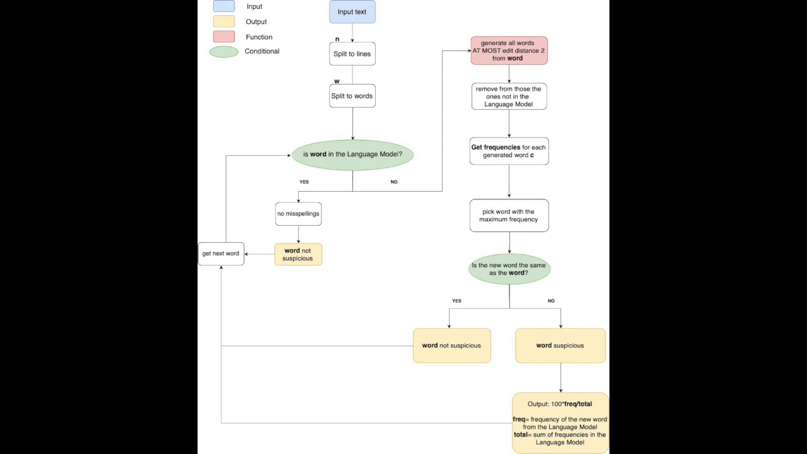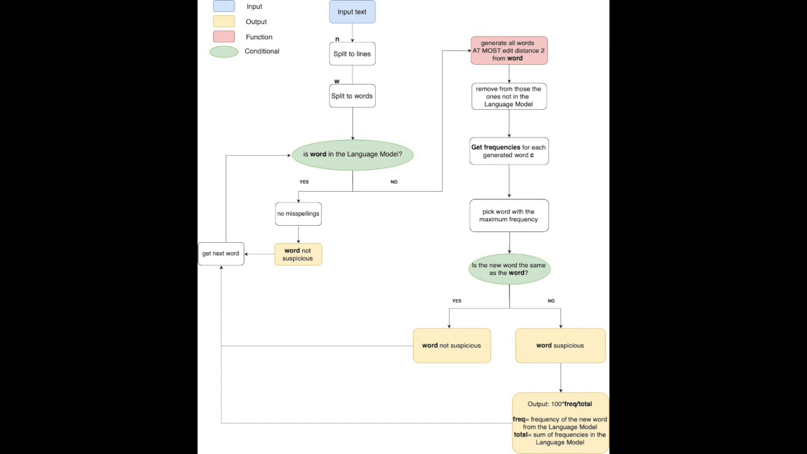The input text is split into lines, and each line is split into words. We look up each word in the language model. If the word is found, it is deemed not suspicious. If it is not found, then it needs to be further evaluated.